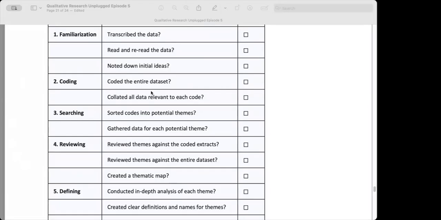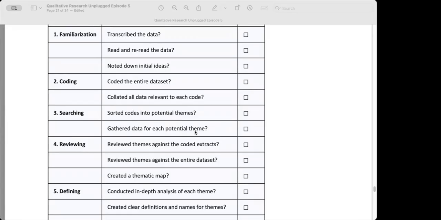For Phase 5, defining and naming themes, it checks: Did you conduct an in-depth analytical review and write-up of each final theme, truly capturing its essence and explaining how it contributes to answering your research question? Have you created clear, concise definitions and suitably evocative names for each theme, making them impactful and comprehensible? Check 5.